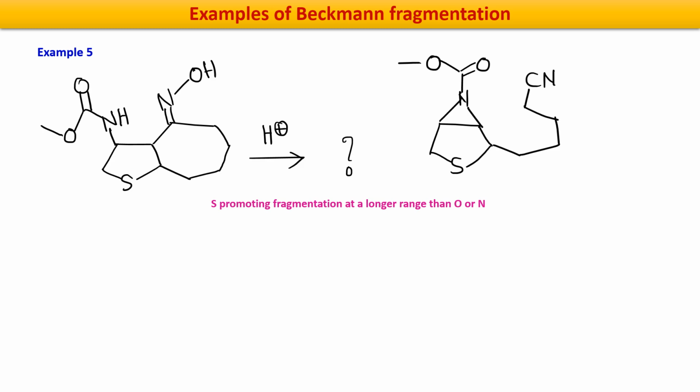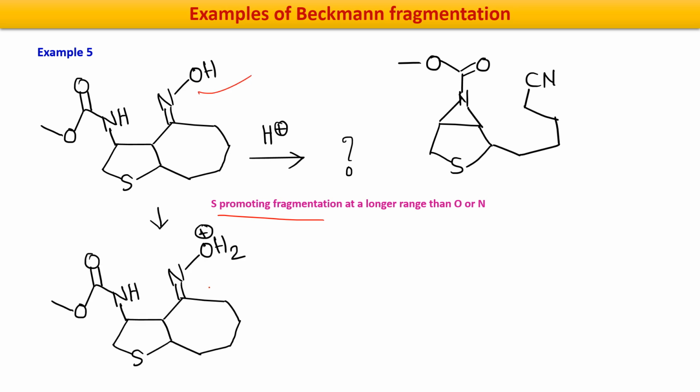Now we have a sulfur atom present, and here this sulfur atom will promote fragmentation. But how? First, in presence of H+, this OH will be converted to a good leaving group, OH2+. Now this sulfur can attack at this carbon. There will be C-S bond formation. This C-C bond will be broken. There will be a C≡N triple bond, and this OH2 will be removed.